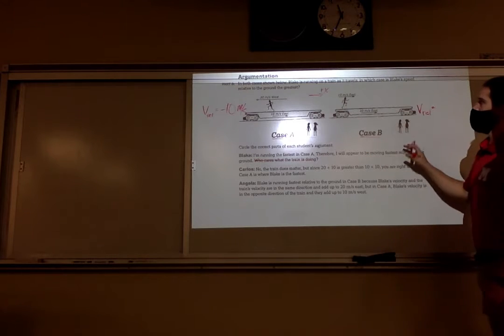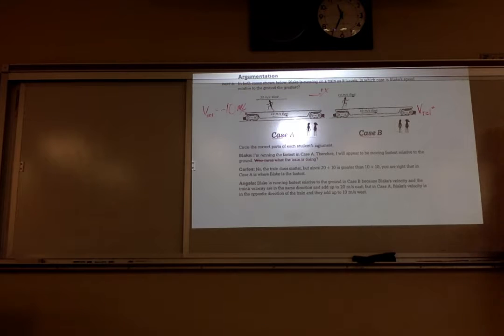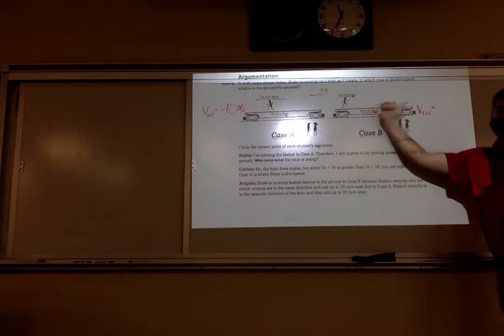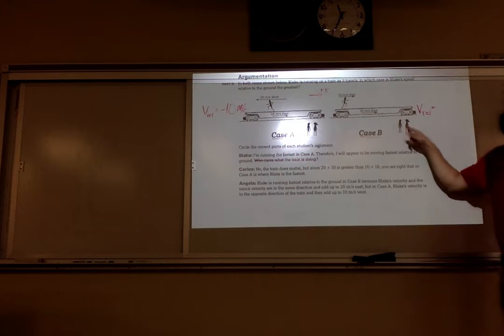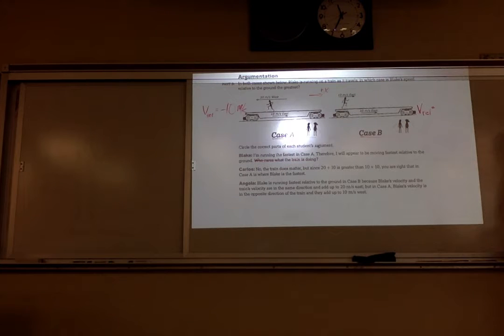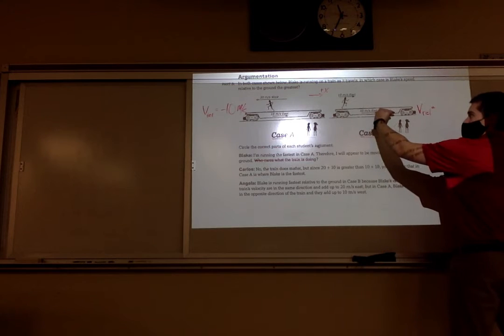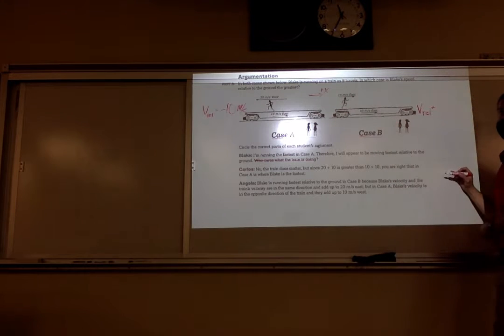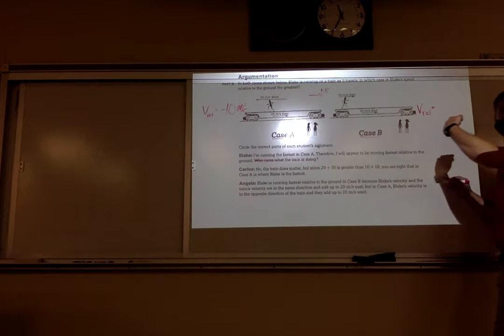In this scenario, what's the velocity relative to the ground? This is a positive 10. And the train is also positive 10. So how fast does he appear to be going from the outside, the ground? 20. Does that make sense? The train moves 10 meters every second, and he's also moving 10 meters per second on the train. Both velocities are in the same direction, so you just add them.